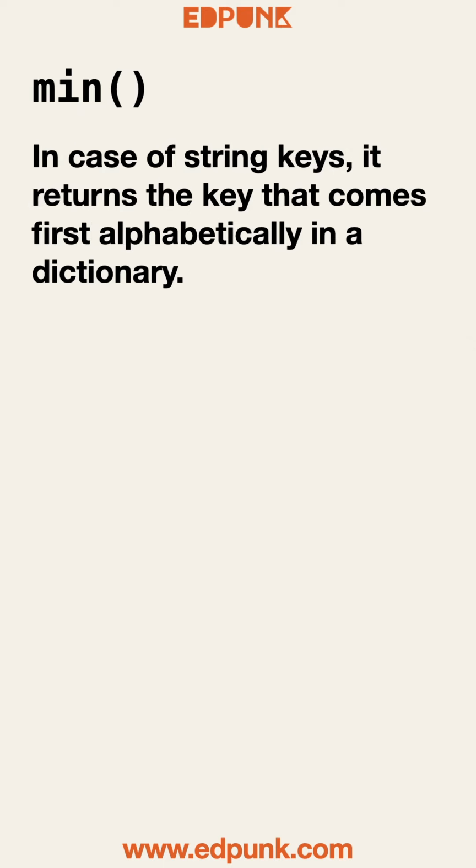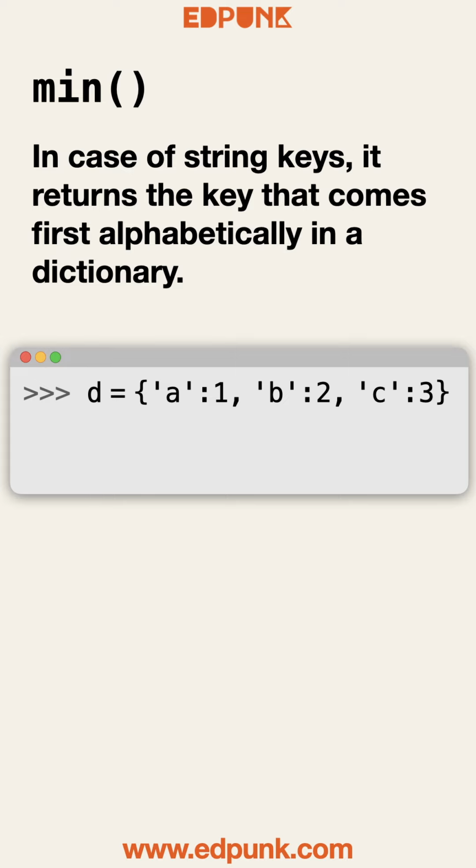In case the keys are of string data type, the min function returns the key that comes first when the keys are arranged alphabetically. For example, let us assign a dictionary D containing key-value pairs string A is to 1, string B is to 2 and string C is to 3. To evaluate the minimum value among the keys string A, string B and string C, let us execute min of D. The result returned is string A, which comes first when the keys are sorted alphabetically.